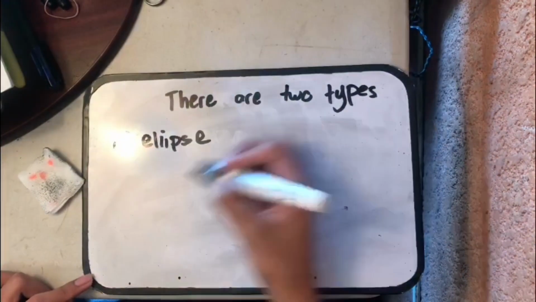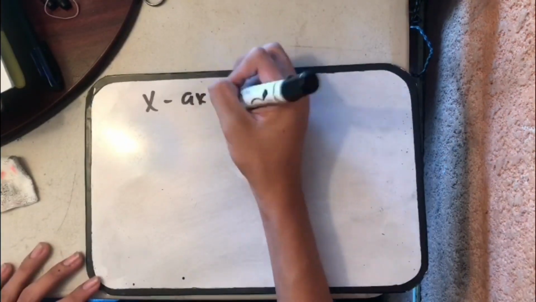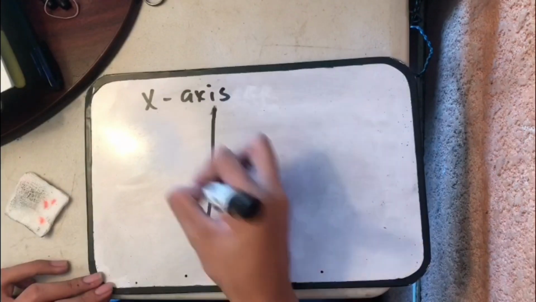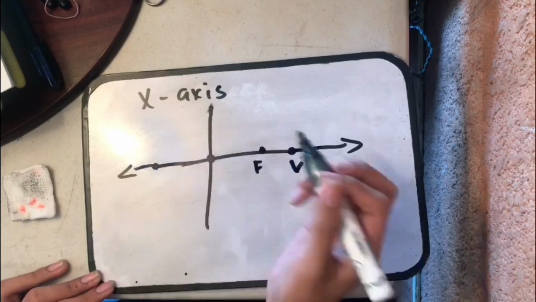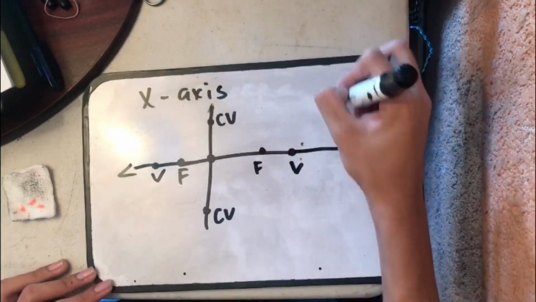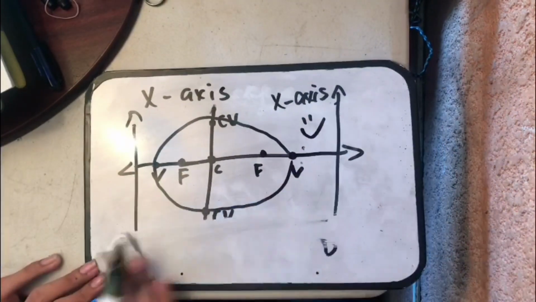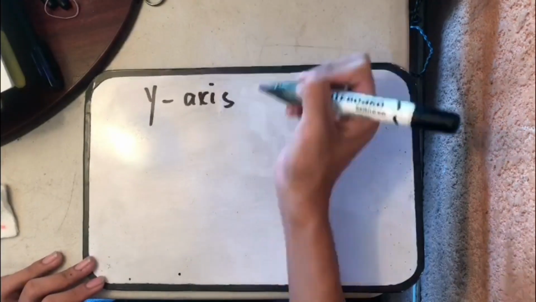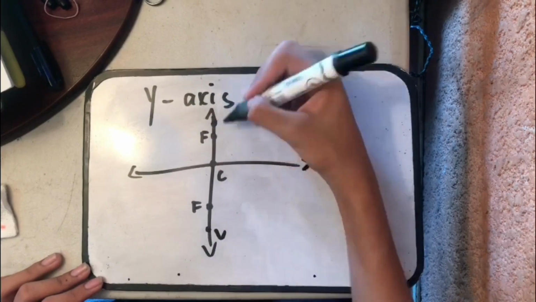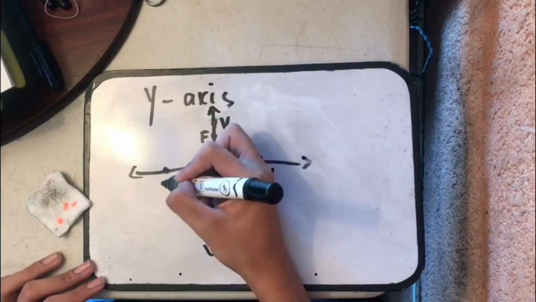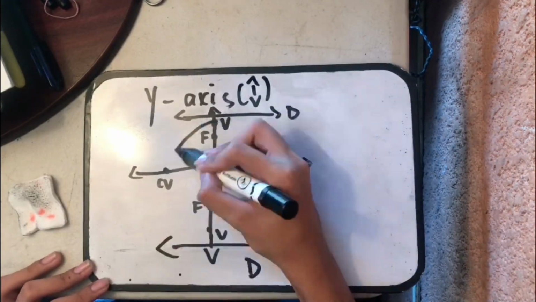There are two types of ellipse, the x-axis and the y-axis. Now, the x-axis is an ellipse that focuses on the horizontal line, where it has more components such as the foci and vertices. Now, the y-axis. As you can see here, it is more focused on the vertical line, where there are two foci and the vertices are there.